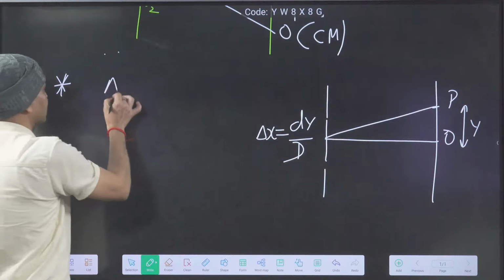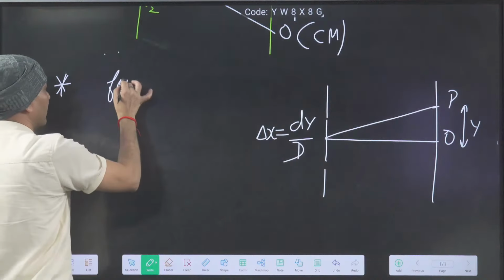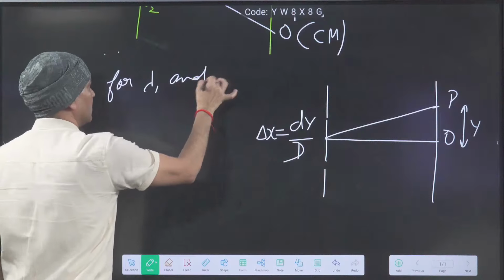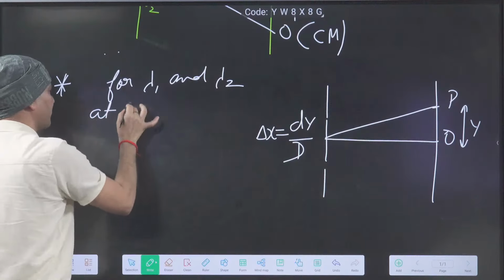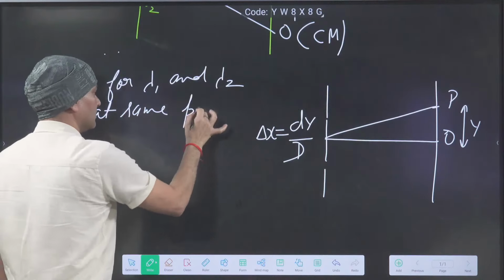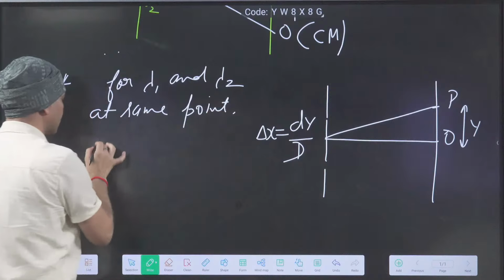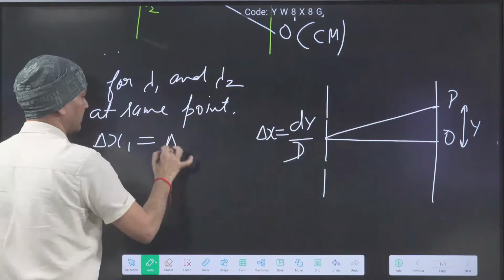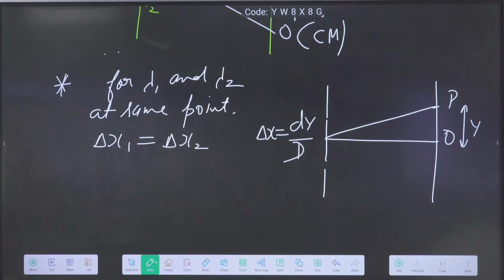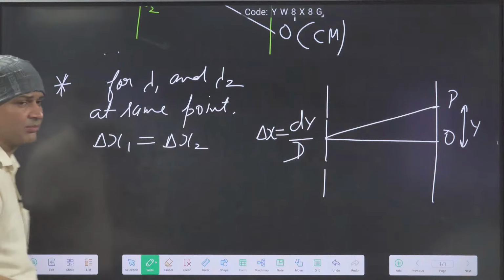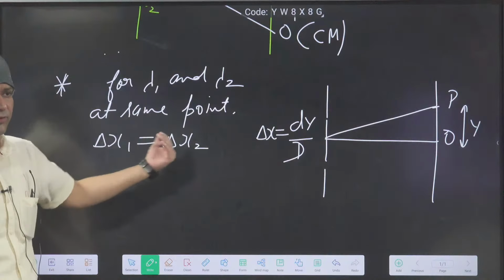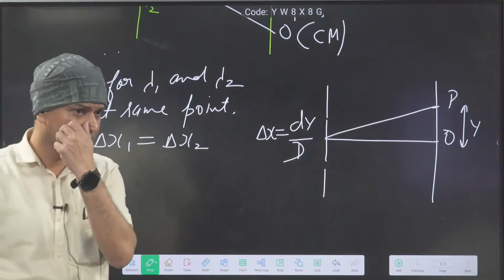Okay. Then I can say what? For lambda 1 and lambda 2, at the same point, delta x1 is equal to delta x2. So we will directly equate the path difference. They give maxima, we will equate for maxima. They give minima, we will equate for minima. Everybody got?